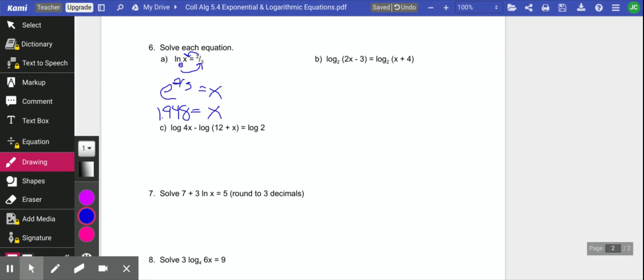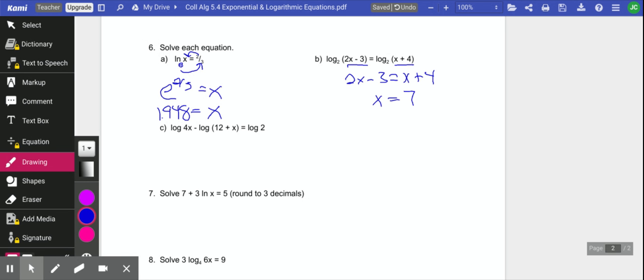For b, this is another one-to-one property. You have log base 2 on both sides. It's all by itself. So since these are both log base 2, we can just ignore them and focus on that part. They don't cancel out. Just ignore them for now. So we have 2x minus 3 equals x plus 4. We're just going to solve that. I'm going to subtract x. I'm going to add 3. And we get x equals 7.